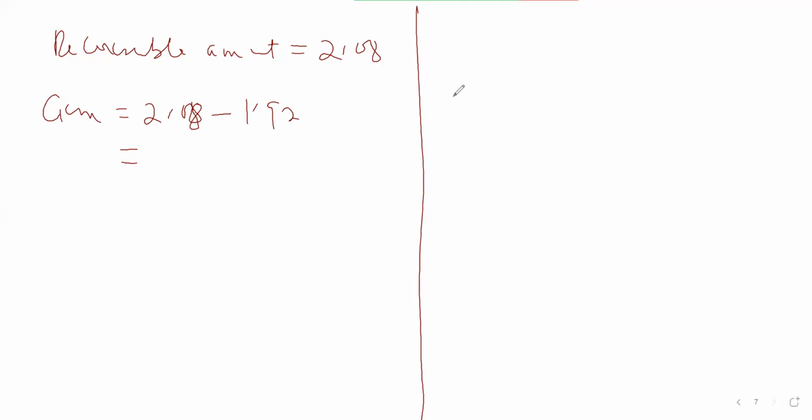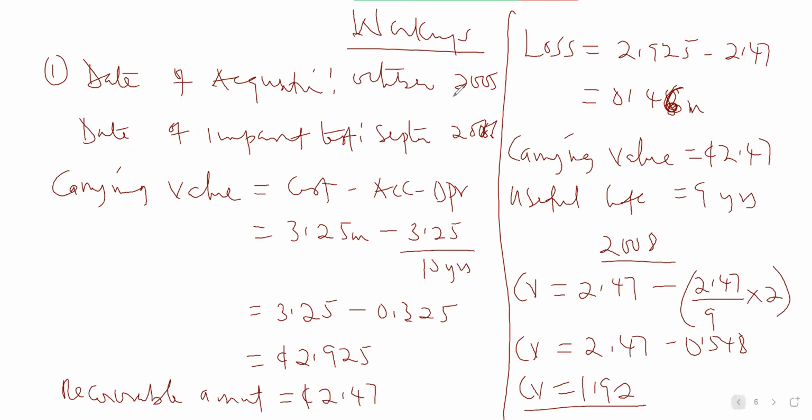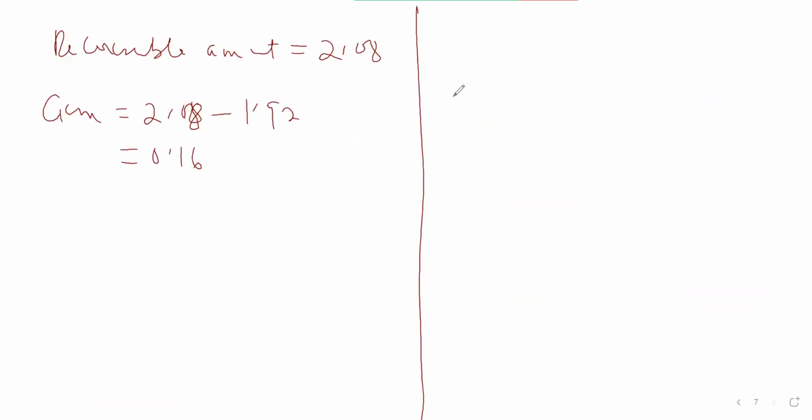0.16. What was the previous loss? 0.455. And the gain now is 0.16. Is the gain more than the previous loss? No, sir. So what we do is that we recognize all the gain. We reverse the previous impairment, we reverse all of these parts.